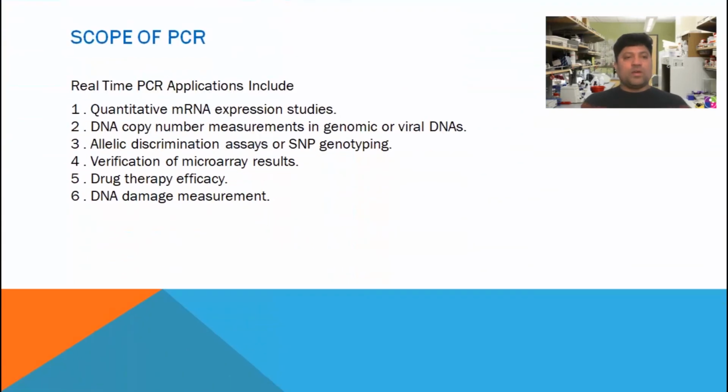What is the scope of PCR? Real-time PCR has six different scopes. The first one is quantitative messenger RNA expression study. The second is DNA copy number measurement in genomic or viral DNA. Next is allelic discrimination assay or SNP genotyping. Then verification of microarray results. The fifth one is drug therapy efficacy, and the sixth one is DNA damage measurement.